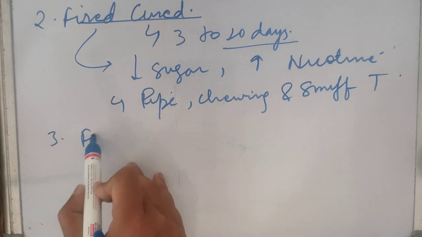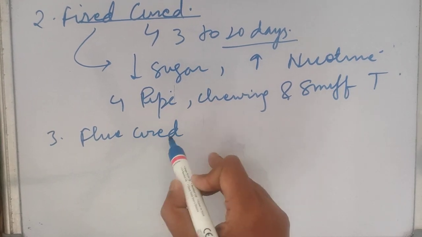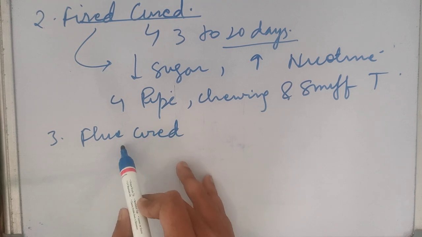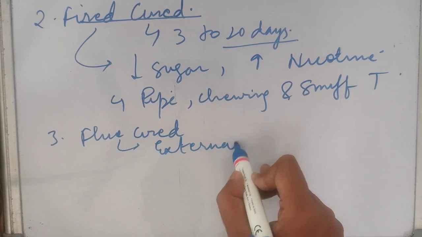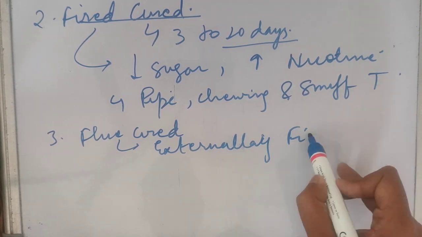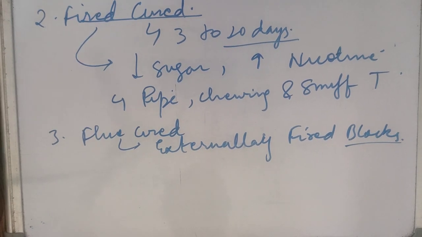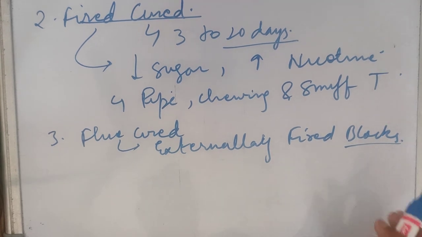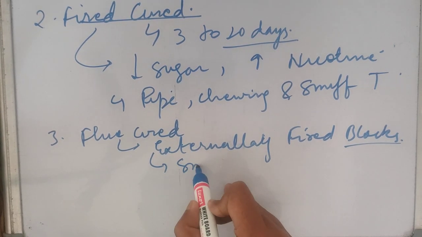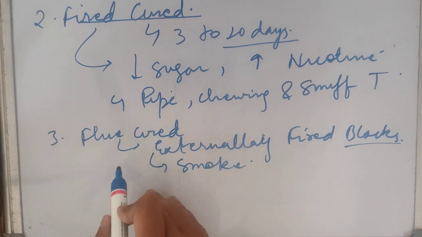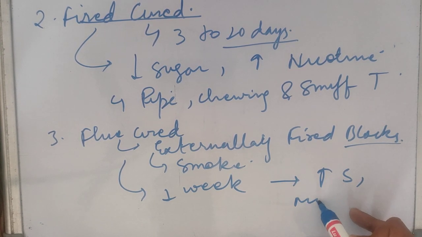Thirdly, we have flue cured. Here the barns have flues which run from externally fired boxes. The heat from the boxes is used to cure the tobacco while exposing it to smoke and slowly raising the temperature over the course of curing. It takes around 1 week. Here the tobacco is high in sugar and medium to high in nicotine.